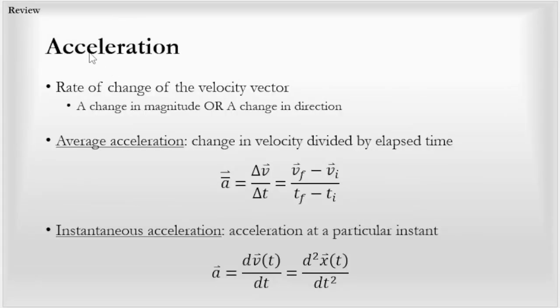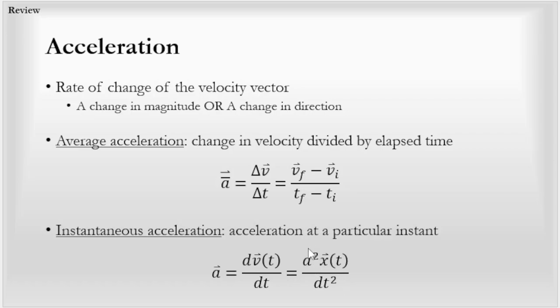Acceleration has very similar traits here. It is a time derivative of the velocity. I have that down there. We can take the change in velocity and divide it by the change in time, and that would give us the average acceleration. If we wanted an instantaneous acceleration, that would be the time derivative.